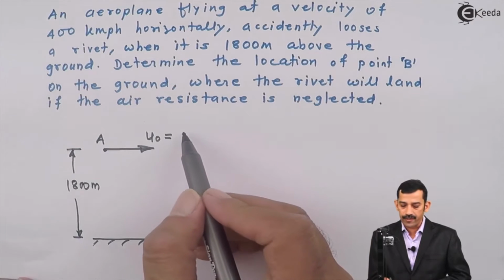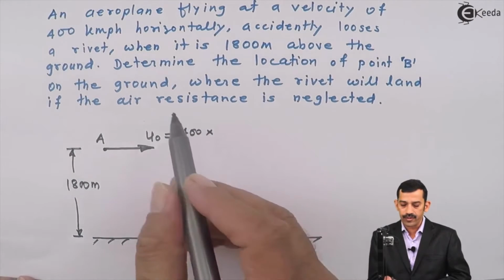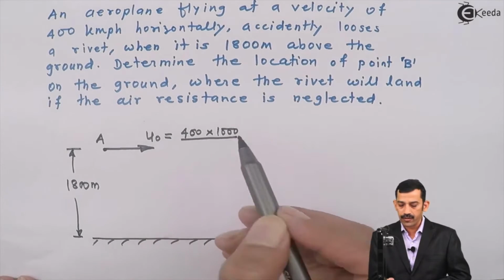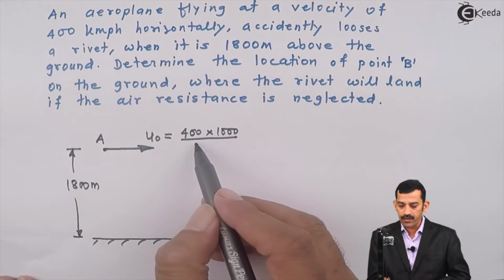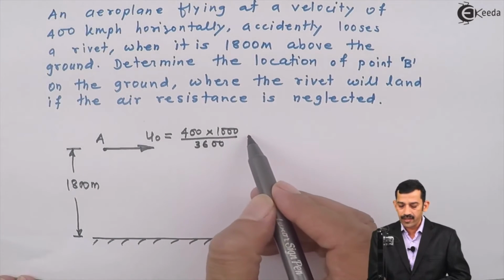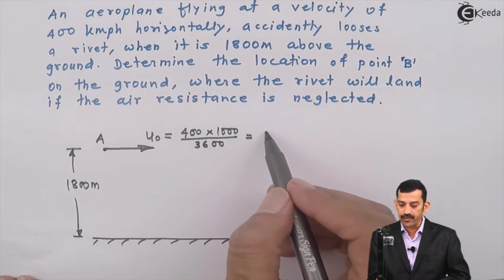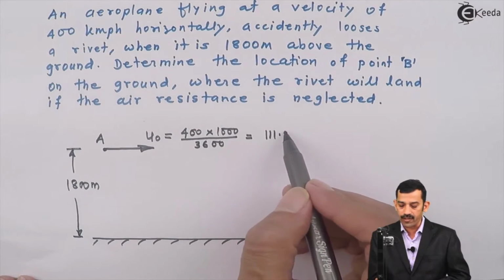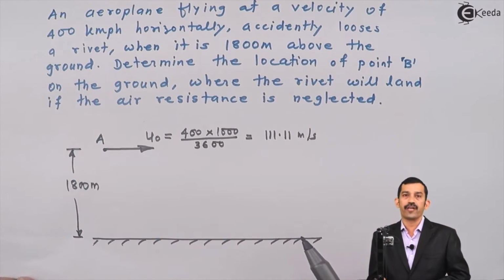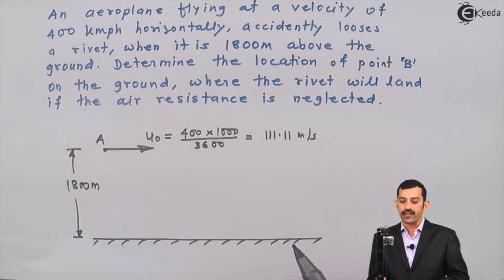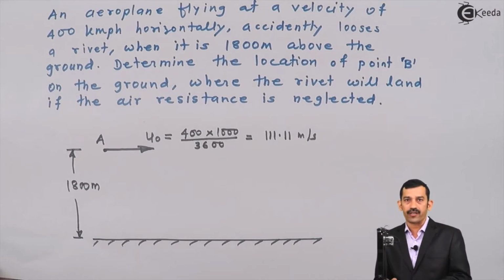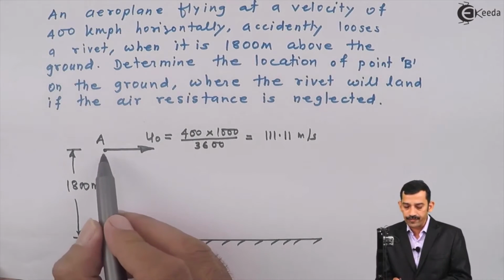Therefore, 400 in kilometers, multiplied by 1000 is meters; on a per hour basis, 1 hour converts to seconds. This answer, the velocity in meters per second, comes out to be 111.11 meters per second. Now, once the rivet starts its motion, it moves under the action of gravity. That means it traces a parabolic path, or it is projectile motion.